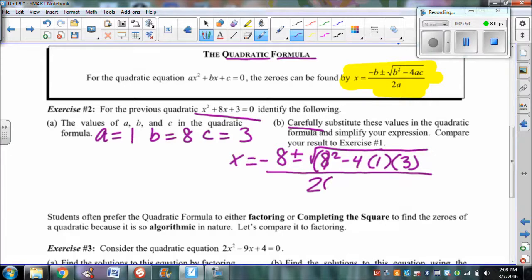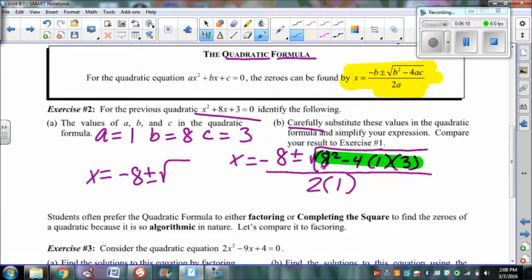2 times a. All right? So now it looks like there's a lot of calculation to be done here, but this piece right here that's underneath the radical, I'm going to tell you, go right to your calculator. x equals negative 8 plus and minus square root.